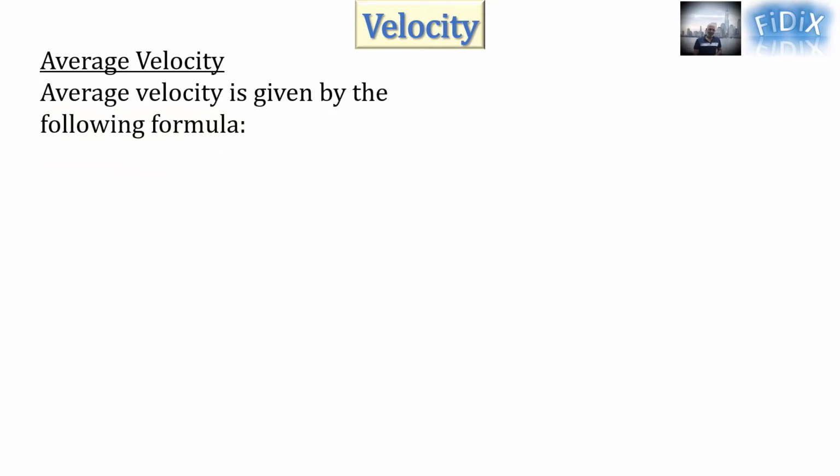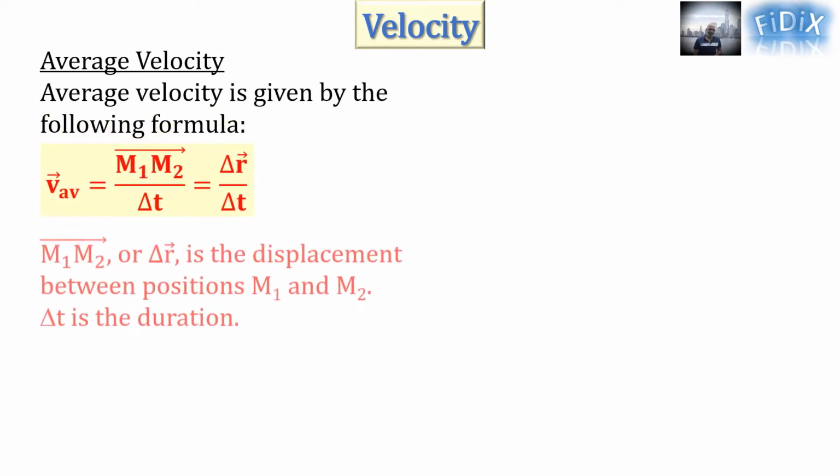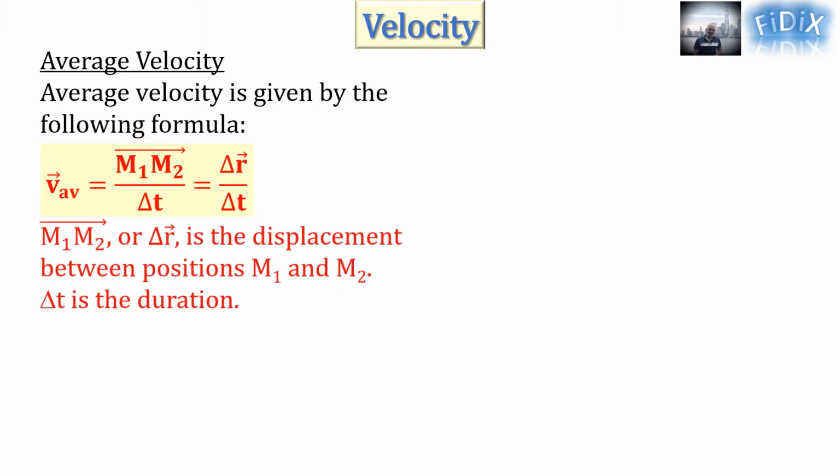In this video, we will talk about the velocity. We will start with the average velocity, which is given by this formula, where M1M2 or delta r represents the displacement between the positions M1 and M2, and where delta t represents the duration.